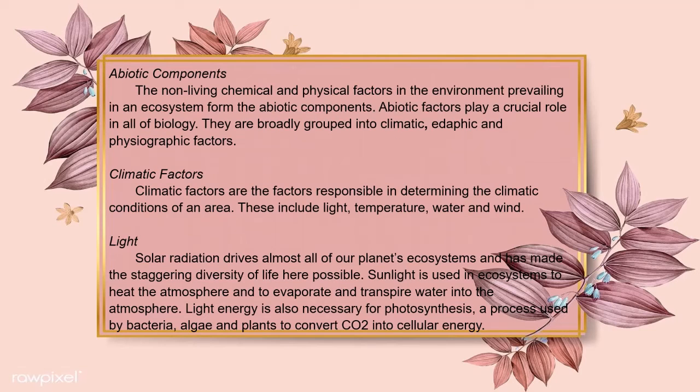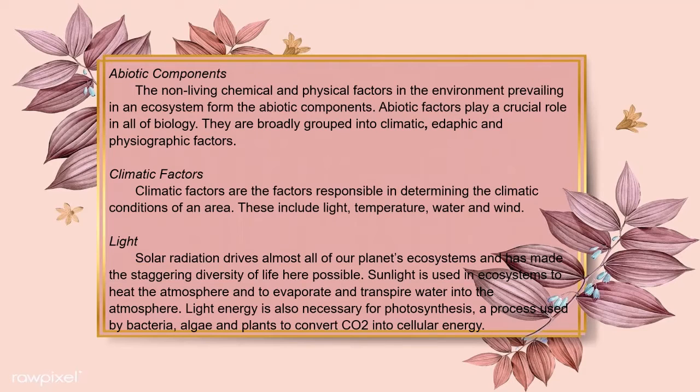The non-living chemical and physical factors in the environment prevailing in an ecosystem form abiotic components. Abiotic factors play a crucial role in all of biology. They are broadly grouped into climatic, edaphic, and physiographic factors. Climatic factors are the factors responsible in determining the climatic condition of an area. These include light, temperature, water, and wind.